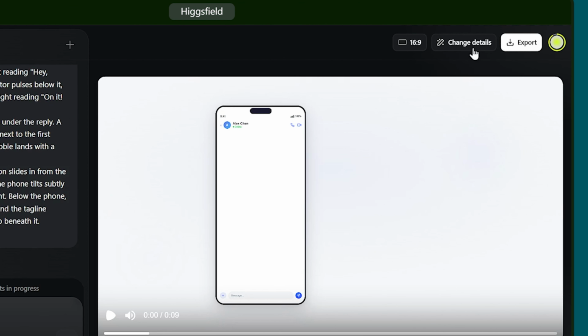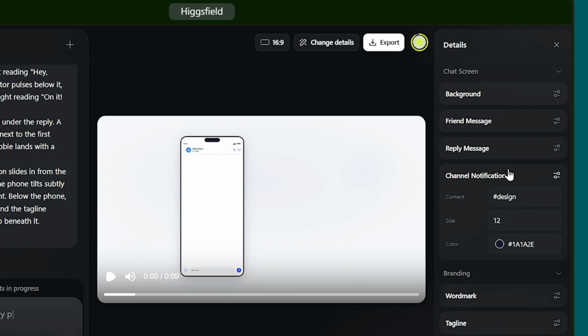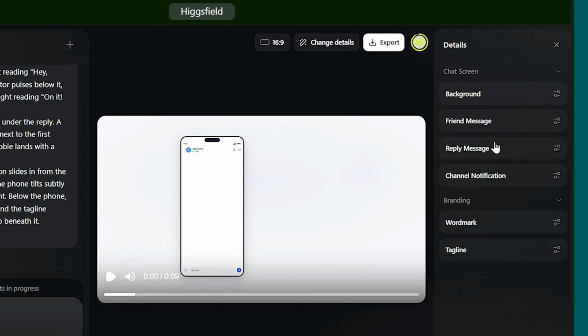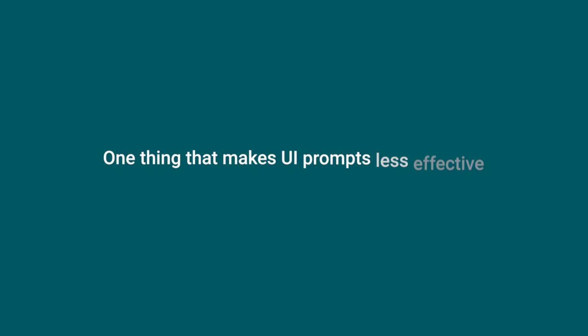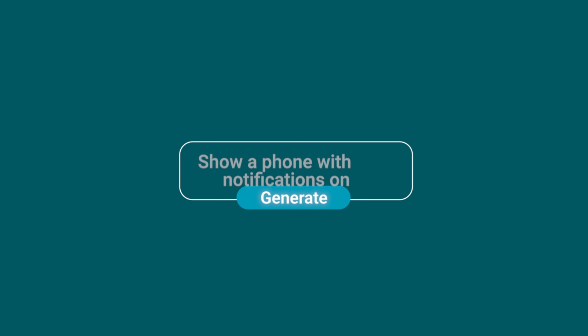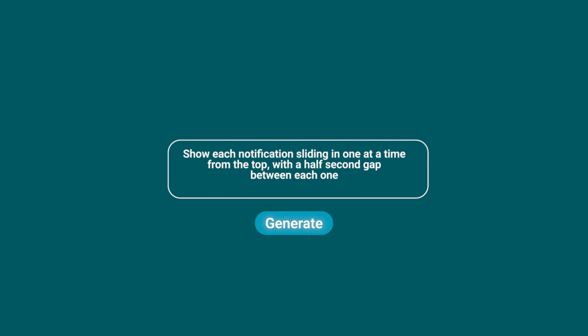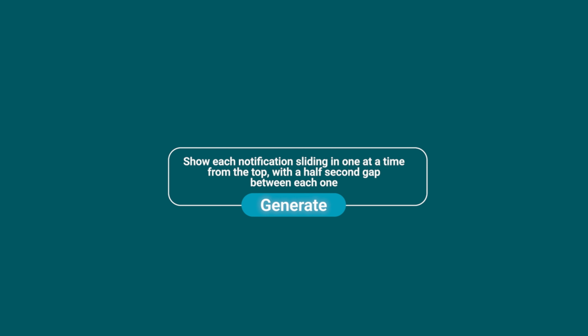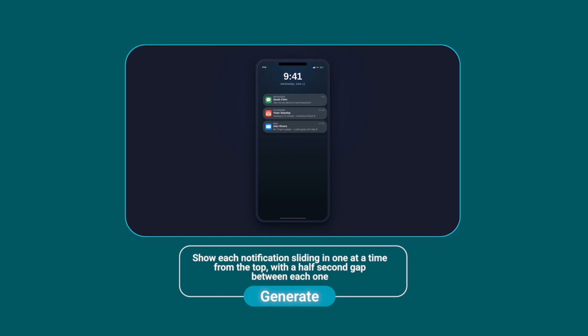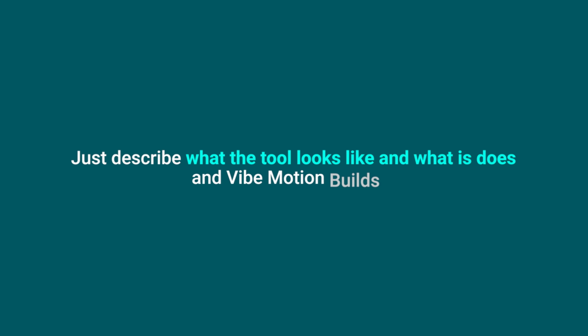Everything you see in this ad, the app name, the friends message, the reply message, the tagline, all of it can be changed through change details. One thing that makes UI prompts less effective is describing what the screen looks like instead of what happens on it. "Show a phone with 5 notifications on it" gives you something static. "Show each notification sliding in one at a time from the top with a half-second gap between each one" gives you something that actually moves with intention. Just describe what the tool looks like and what it does, and Vibe Motion builds it.